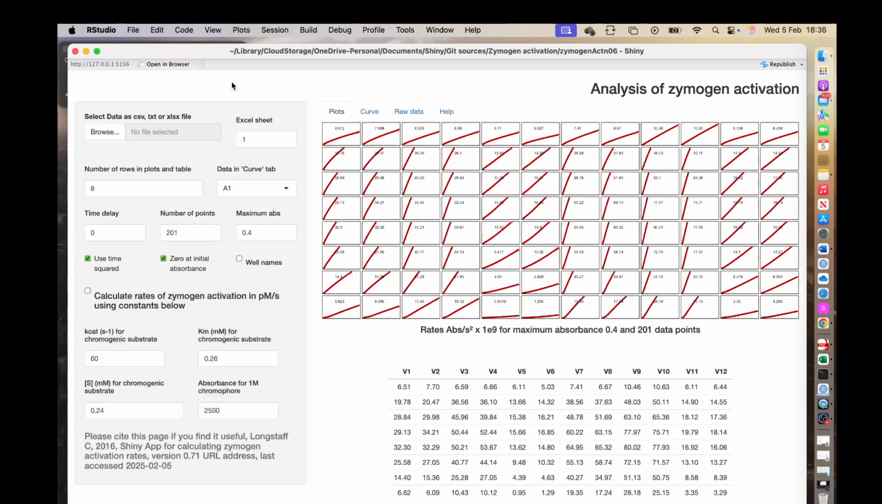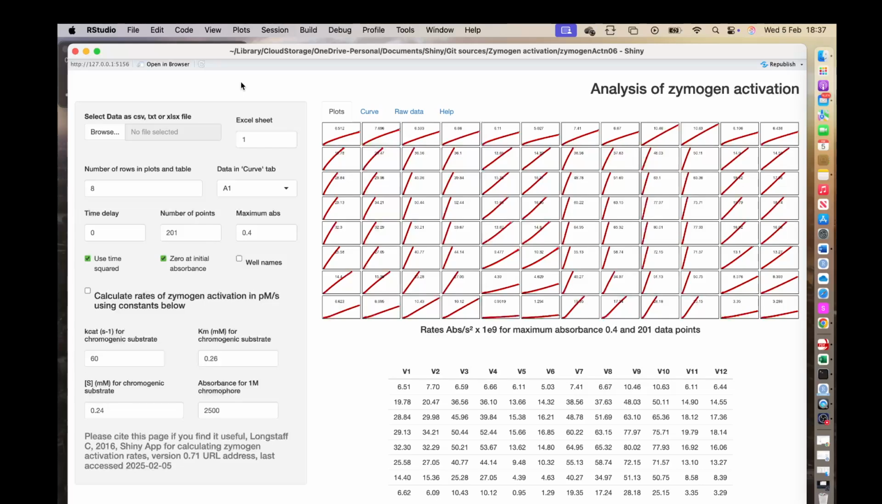At the early stages of the reaction, the production of the protease is approximately linear over time. This means that the rate of cleavage of chromogenic substrate is constantly increasing, which leads to an observed exponential increase in absorbance. In practice, to calculate the rate of generation of the protease from the zymogen, i.e. the zymogen activation rate, it is necessary to replot the absorbance data against time squared. The rate of zymogen activation is then calculated from the slopes of these plots.